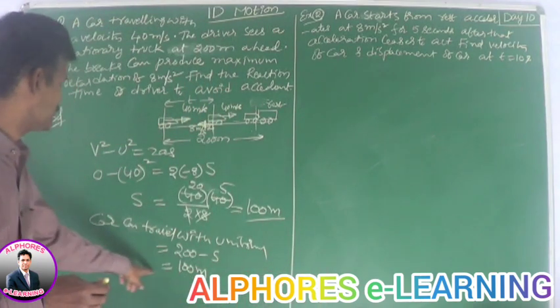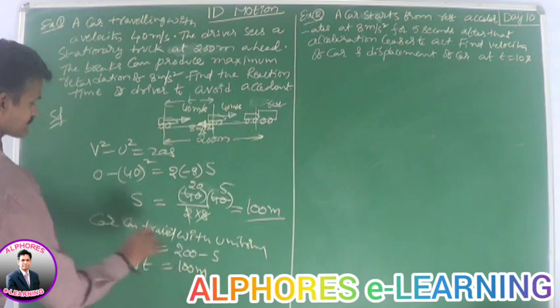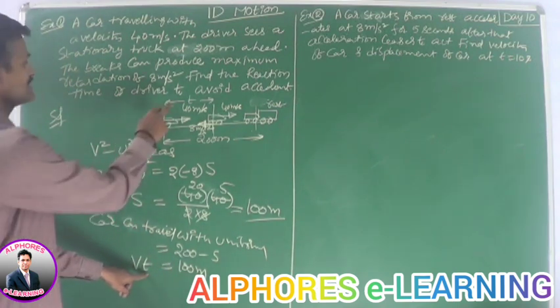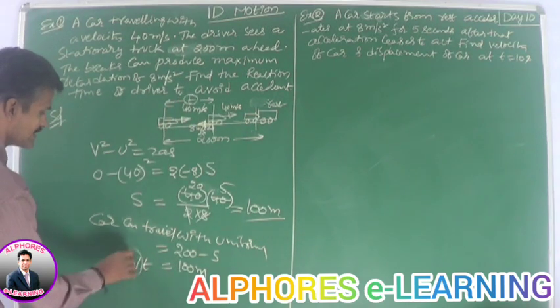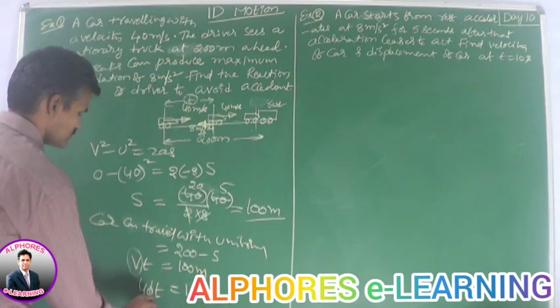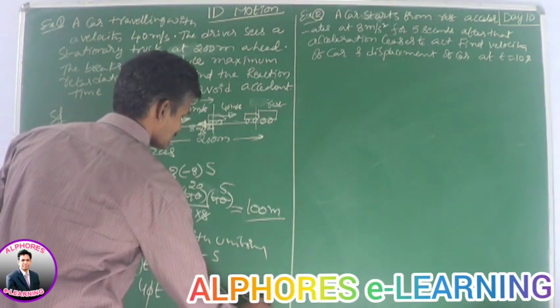But if the car travels with a uniform speed, what is our equation? This is equal to Vt. This t is our reaction time. So this is V, 40 into t, that is equal to 100. The zero gets cancelled. Our t is 2.5 seconds.